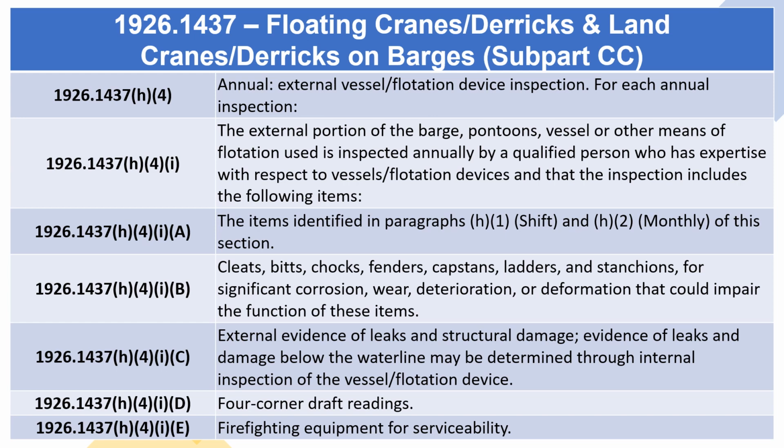1926.1437 H4, Annual External Vessel/Flotation Device Inspection. For each annual inspection, 1926.1437 H4(i), the external portion of the barge, pontoons, vessel, or other means of flotation used is inspected annually by a qualified person who has expertise with respect to vessels/flotation devices, and the inspection includes the following items: 1926.1437 H4(i)(A) through (E), the items identified in paragraphs H1 shift and H2 monthly of this section.